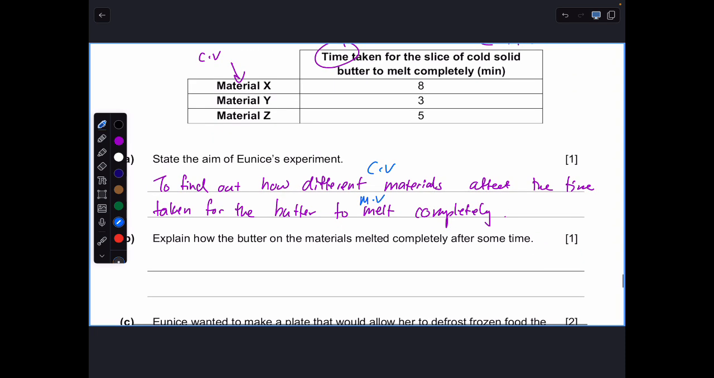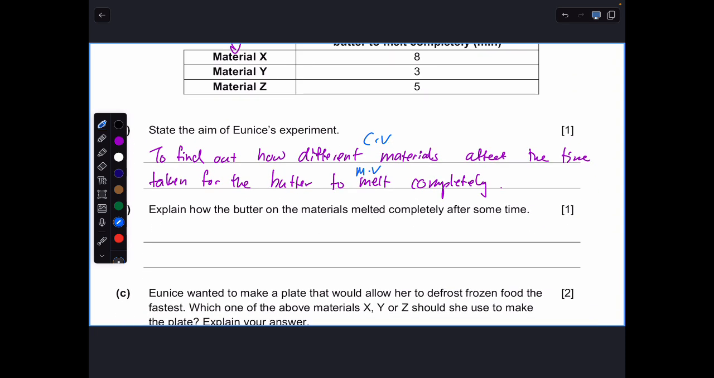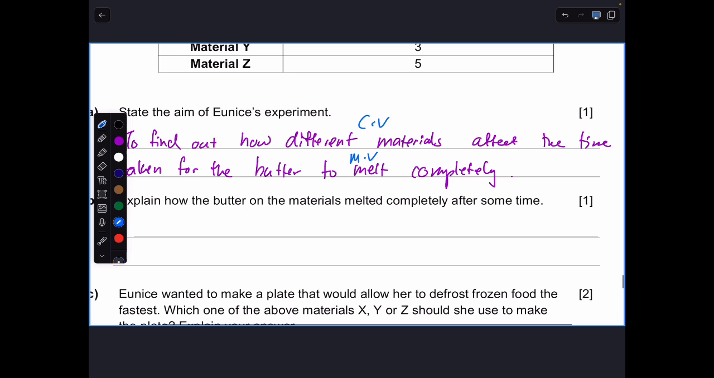Next, explain how the butter on the materials melted completely. So you understand, melting is a heat gain process, right? So heat gain process means it must gain heat from somewhere. But a lot of you just ignore that fact, you know. You didn't tell me gain heat from where, just went gain heat. Gain heat and melted. Huh? But gain heat from where? I told you already, right?